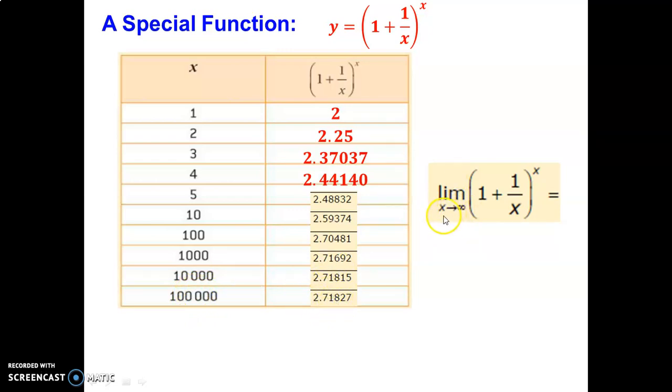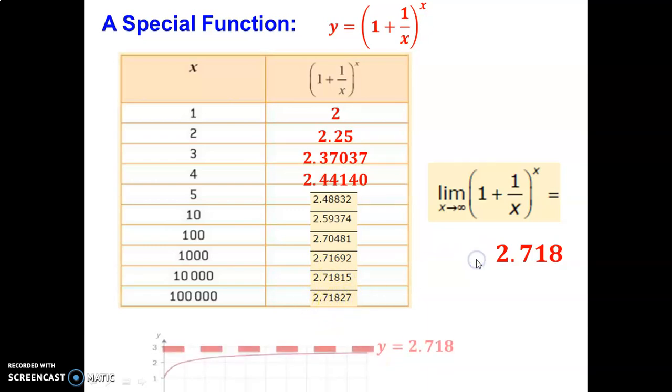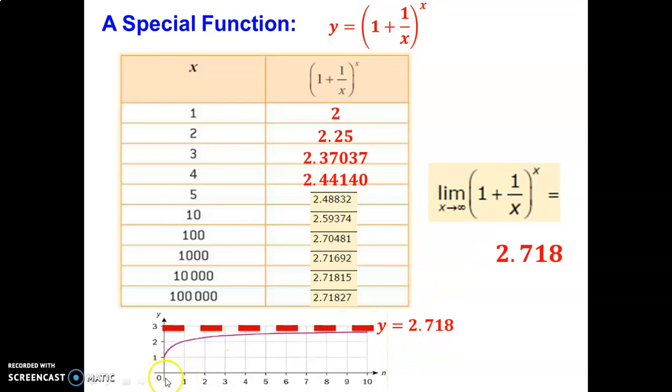Even though the x became very large, these values stop increasing. So we said the limit as x approaches infinity of this function is that value 2.718, because no matter how big we made x, it would just keep getting closer and plateauing at this value. So that's our limit. Graphically, we can look at it this way. As we increase the x values, the y values first increase a lot, and then they just slow down.